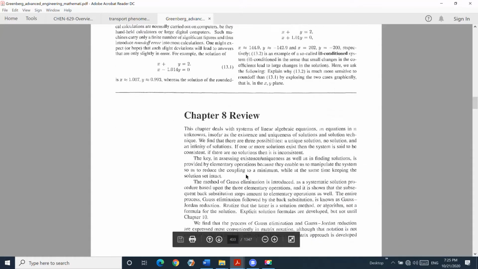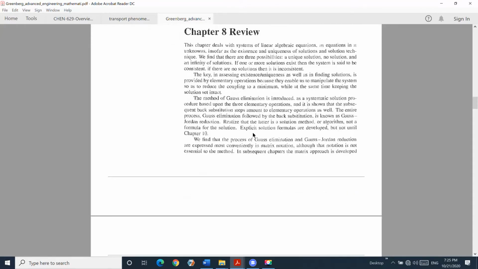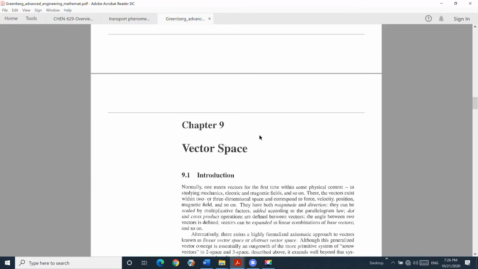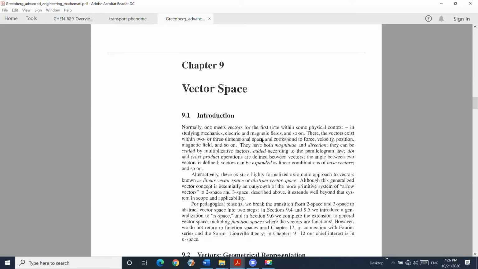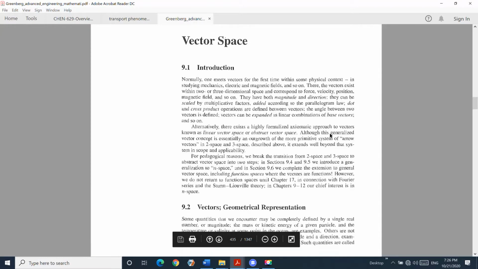So in its review of chapter 8, it gives you some solution methods for systems of algebraic equations. Then vector space, which is an important topic. It covers the very basic knowledge we need to understand the physics in transport phenomena and to analyze them. You know what a vector is from high school.